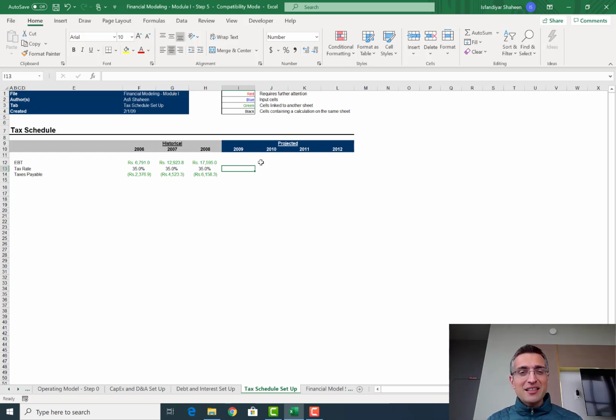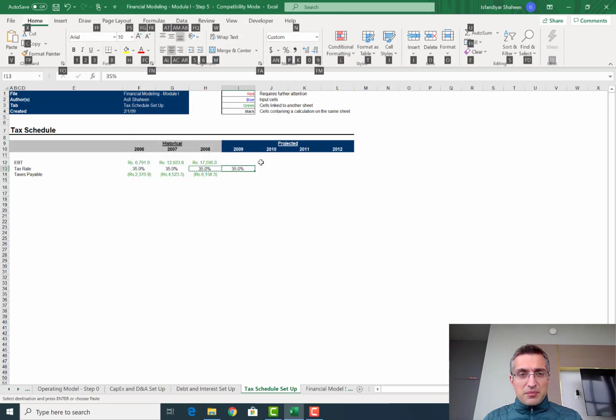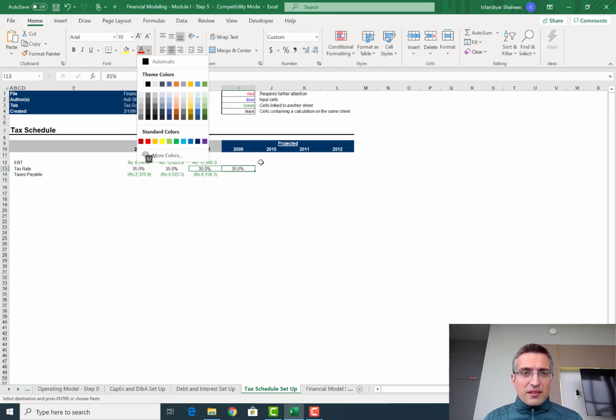In our case, we're advising an investor. And so we are going to take a very high level assumption, which is that we're going to assume that the tax rate is 35%, and we are going to color code it blue because it's an input.